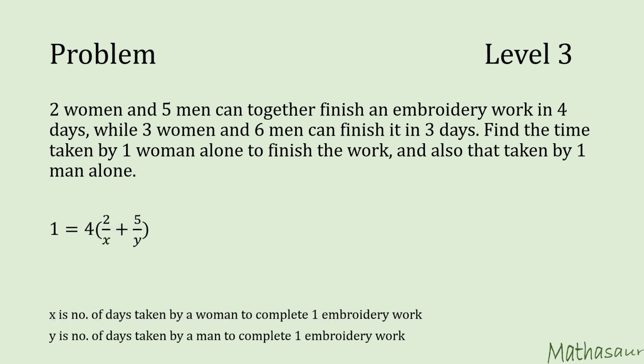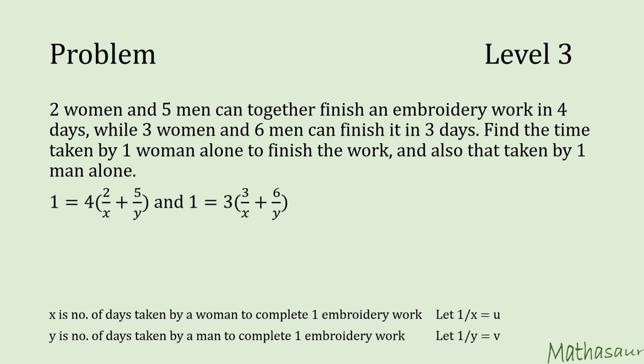This gives us one equation. Now let us look at the second equation. So we have 3 women and 6 men and they're finishing one embroidery work in 3 days. So writing work equals speed times number of days, we can write 1 equals (3 upon x plus 6 upon y) times 3. Now we have our variables x and y, but they are appearing in the denominator. So let us take 1 upon x equals u and 1 upon y equals v.